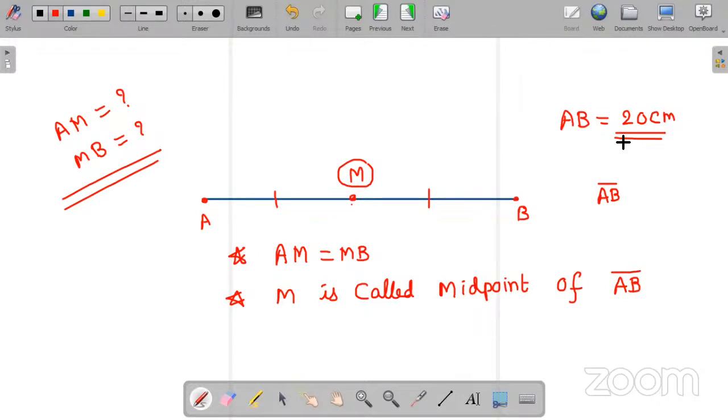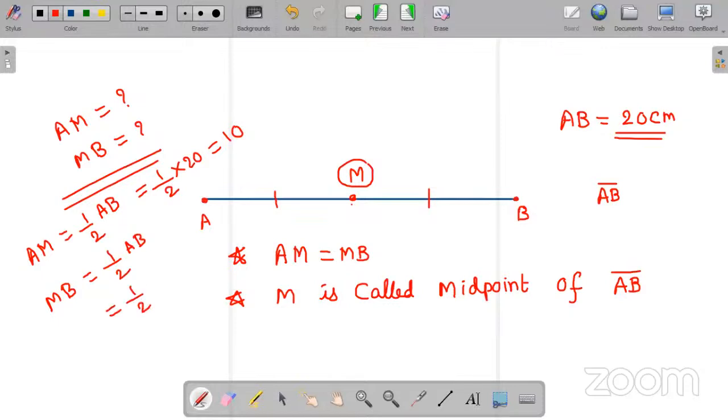Yes, this is 20. So here you can write AM is equal to half of AB. Half into 20 is 10. Similarly, MB is equal to half of AB, so half into 20 is also 10. That means this is also 10. Total becomes 10 plus 10 is equal to 20. Right?